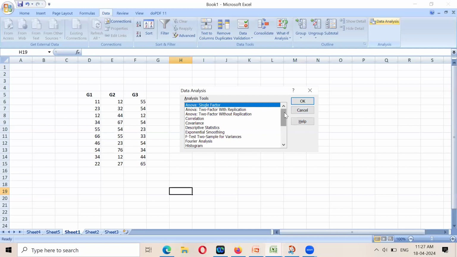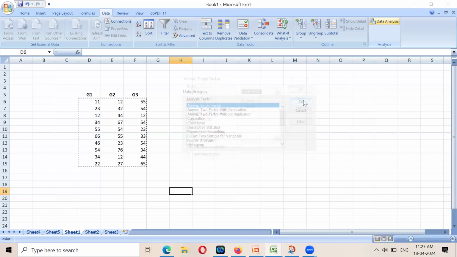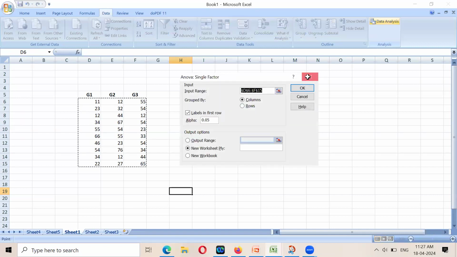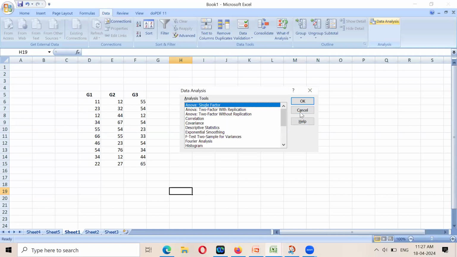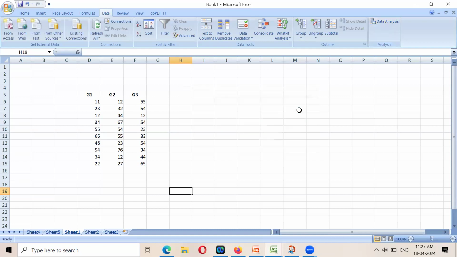Also you can see here descriptive analysis statistic test, inferential statistics test, which are not listed in this version here, right? So doing the ANOVA test in Excel is very simple. In very few clicks you can have this, right?